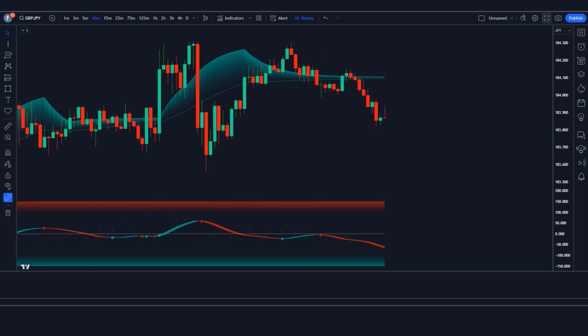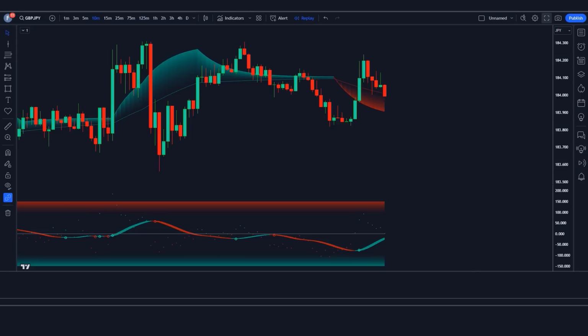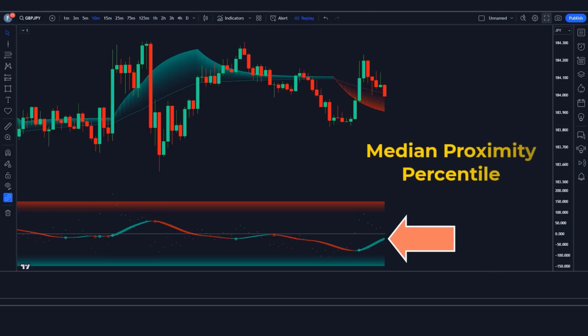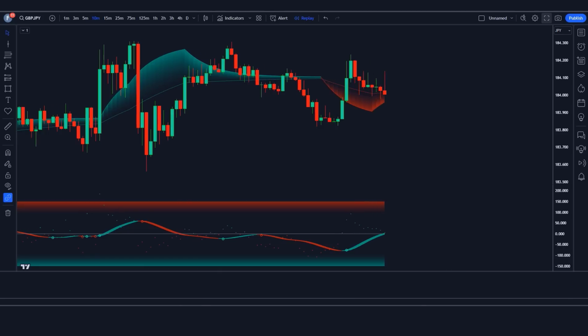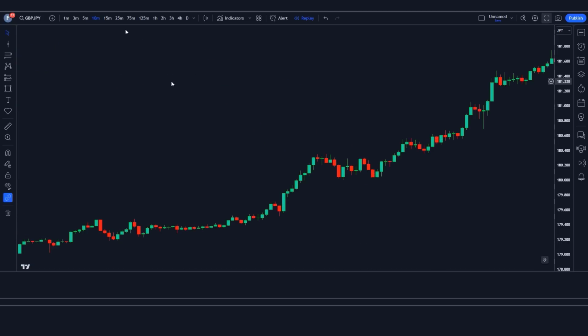First of all, let us know about trading tools. The green and red color indicator we see in the chart is called the liquidity indicator. The green and red area indicator we see in the chart is called the median proximity percentile indicator. Now we tell you how we want to trade. Let's start the video. We open the GBP/JPY 10-minute chart. This strategy works well on the 10-minute time frame, as this strategy is unique as no one has ever told you about it before. Let us now understand the trading setup.